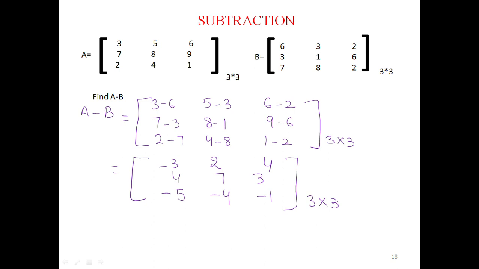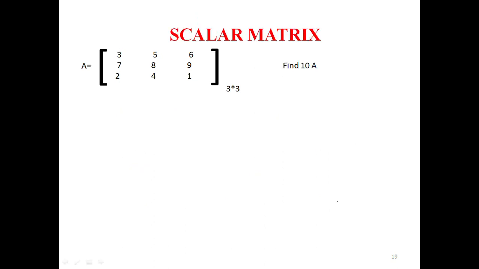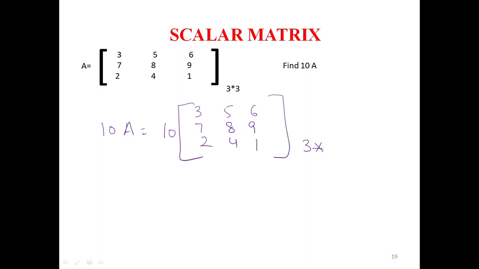This is the subtraction. Now next is the scalar matrix. In scalar matrix we multiply the matrix with a constant number, like 10A, where A is 3, 5, 6, 7, 8, 9, 2, 4, 1. In this matrix, we multiply 10 with all elements of the matrix.